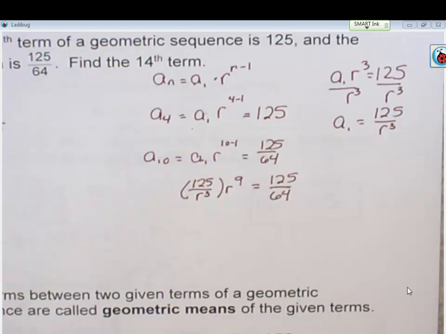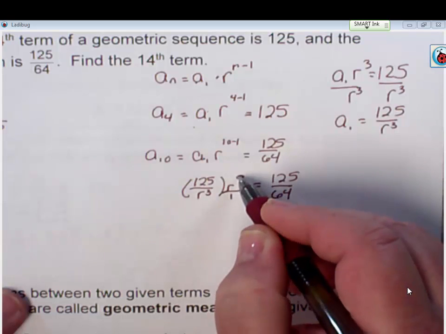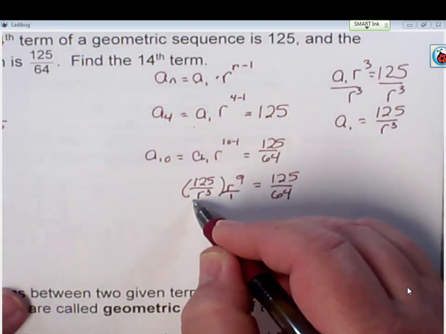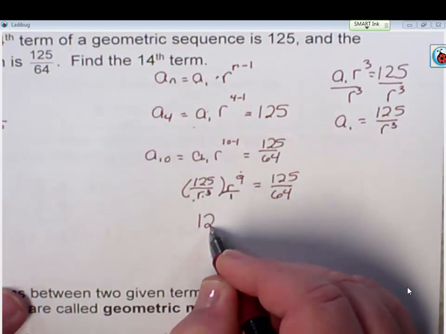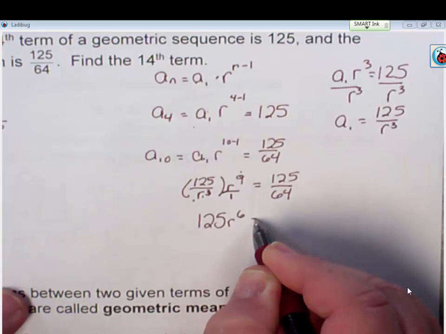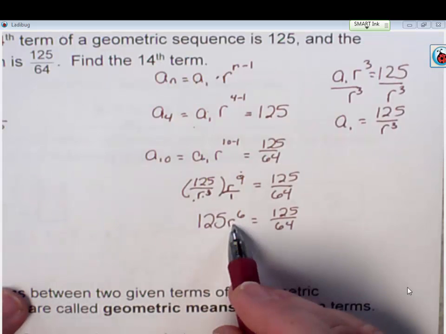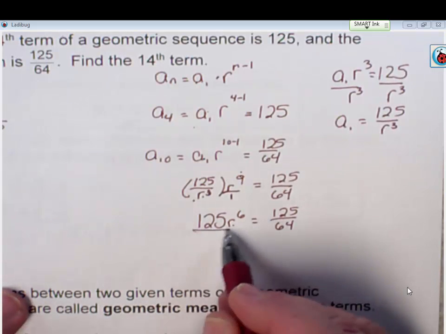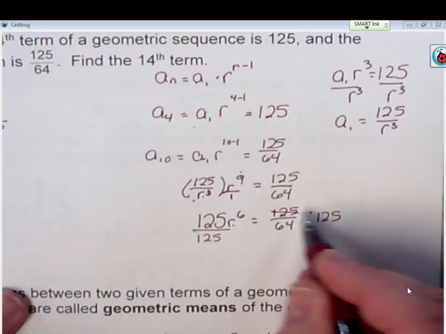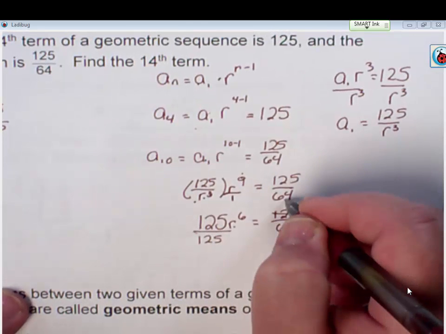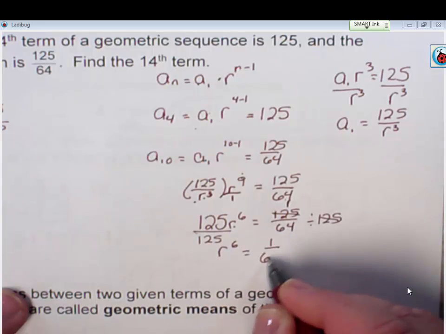Okay, first thing I noticed is this is like r to the ninth over r to the third, which means I've got like bases on top and bottom, so I need to subtract their exponents. 9 take away 3 is 6, so I'm going to rewrite this as 125 r to the sixth equals 125 divided by 64. Now I need to get r to the sixth by itself, so I'll divide by that 125. When I divide this side by 125, I'm just going to get 1 as my numerator. So I now have r to the sixth equals 1 over 64.